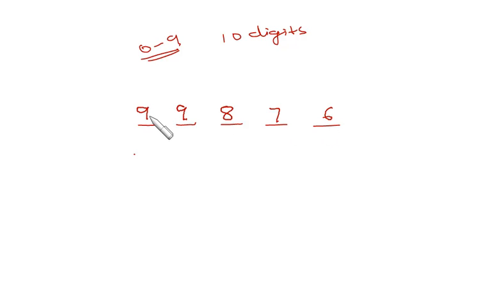So in all, the first digit can be filled up in 9 ways. The second digit can be filled up in 9 ways. The third digit can be filled up in 8 ways, and the fourth digit in 7 ways, and the last in 6 ways, right? So the answer is 9 into 9 into 8 into 7 into 6. The multiplication of these is 27216, right? So this is the number of 5-digit numbers when each digit is different, and we calculated the total number of 5-digit numbers, that is 90,000.